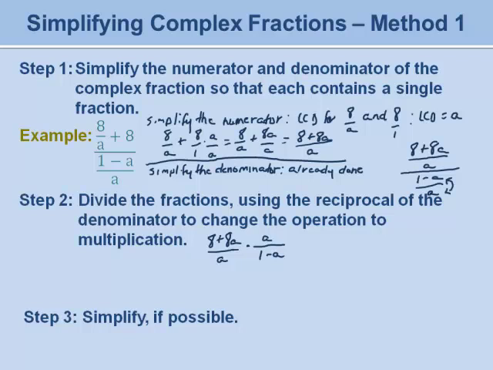So now we're going to take this and go through and do the multiplication and then simplify if we can. So this gives us 8 plus 8a times a in the numerator and a times 1 minus a in the denominator. Now can we simplify?